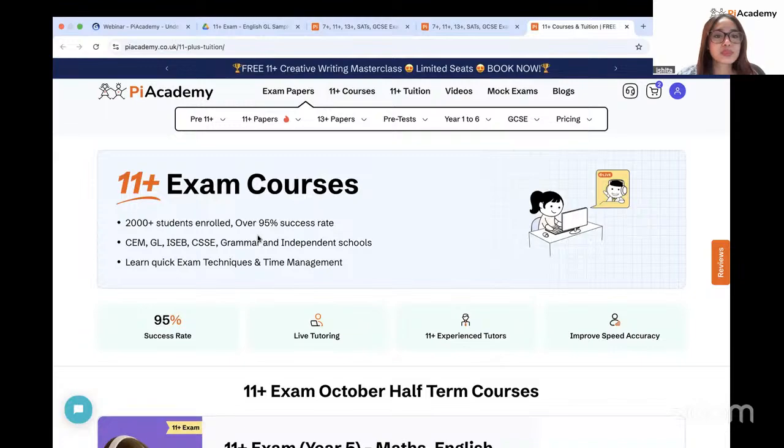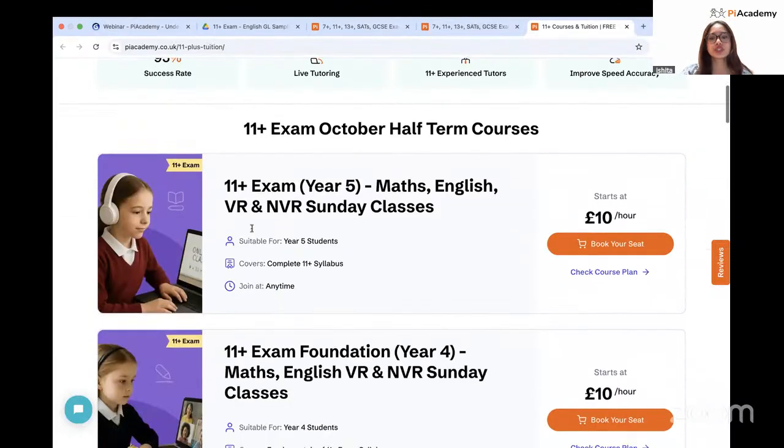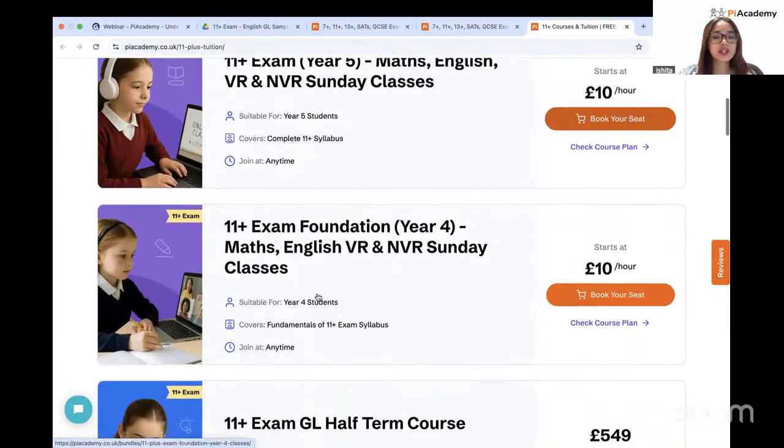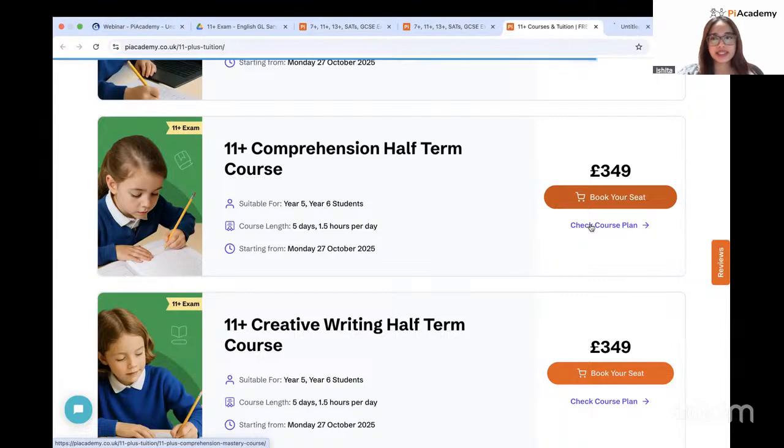If we click on 11 plus exam courses, we're actually launching a brand new set of 11 plus October half-term courses. So we have over 2,000 students enrolled currently. And this is run by 11 plus experienced tutors. It will help you improve your speed and accuracy. It's taught by our internal team as well. And we're running a unique 11 plus comprehension half-term course as well. So it's suitable for year 5, year 6 students. It's 5 days and it's starting exactly in 1 month. So you can definitely check this out as well.